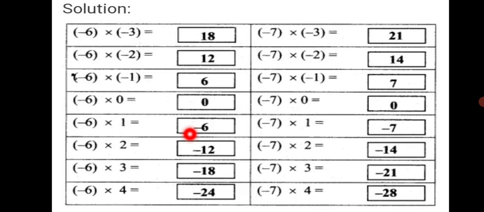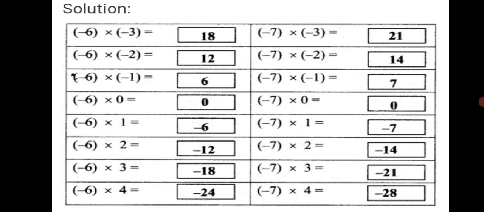Different signs, then the answer will be negative. Same signs, then the answer will be positive. Remember this rule for multiplication of integers. So next, minus 6 into 2. 6 2s are 12, and since both have different signs, answer will be negative. 6 3s are 18. Both have different signs, minus 18. 6 4s are 24. Both have different signs, so minus 24.